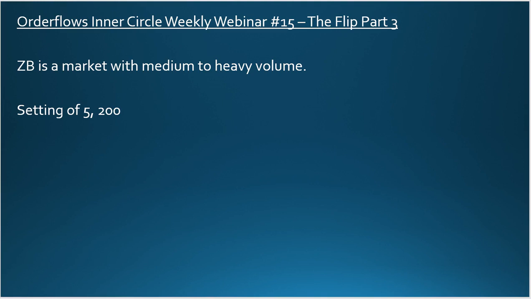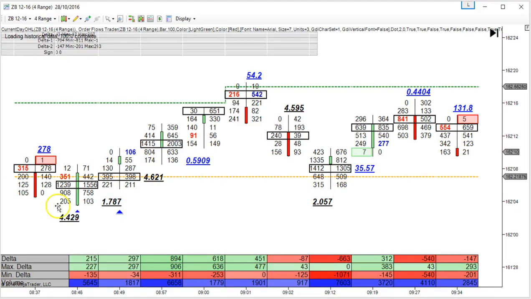So a bond market, right? The ZB is a market with medium to heavy volume. The 10 years is definitely very heavy volume, but the ZB can be medium at times to heavy. I'd lean more towards heavy. It's more medium on slower periods. So here you got buy, flip A, flip B, and then you got a nice little pop up.